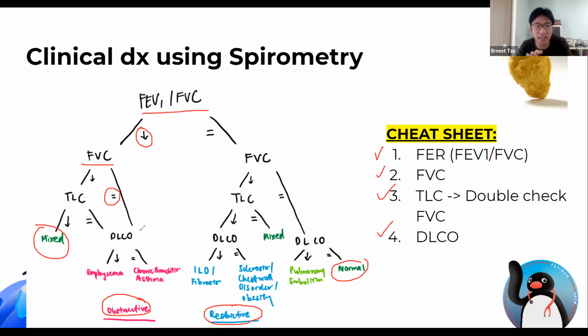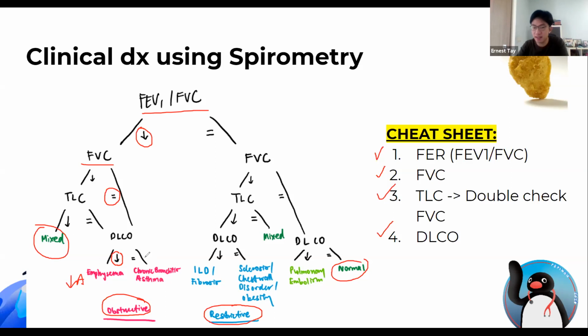DLCO is basically detecting if there's any problems between the alveoli and the capillaries, right? So if I have an obstructive picture and my DLCO decreases, then I know that I have obstruction of my lungs, and it's because I have poor diffusion between my capillaries and my alveoli. And that points towards emphysema, which, if you recall, is a decrease in surface area and fixed wall.